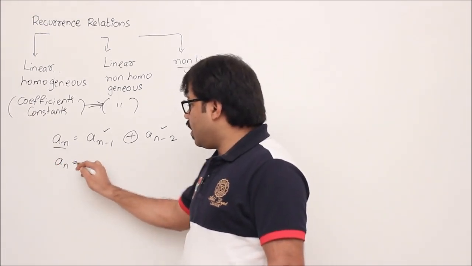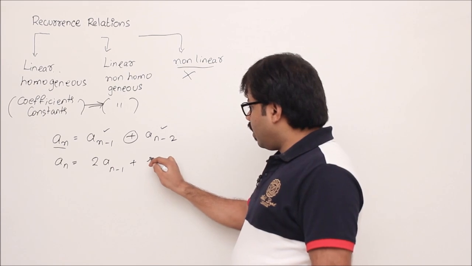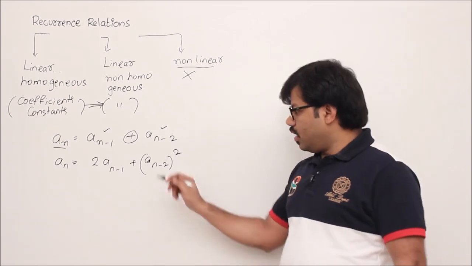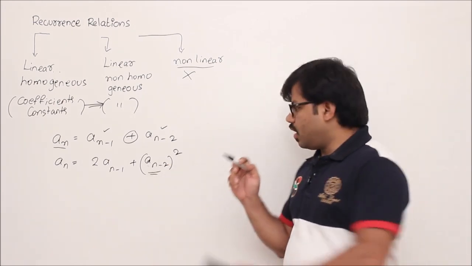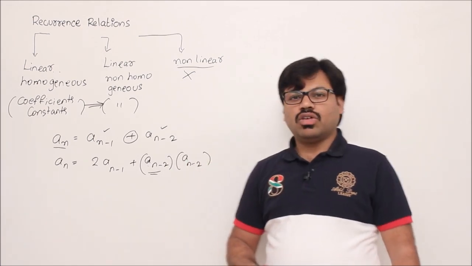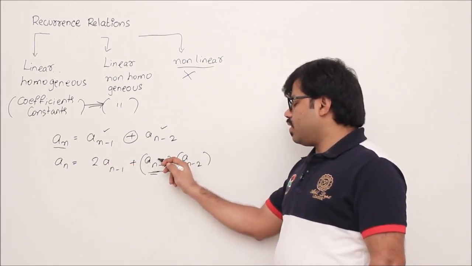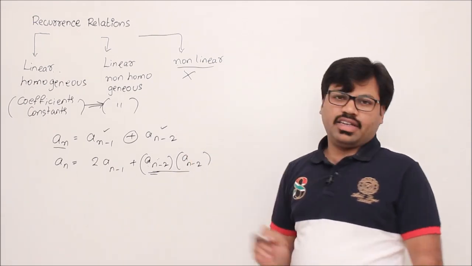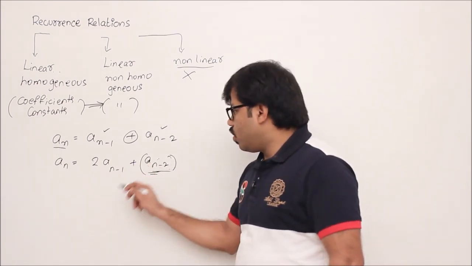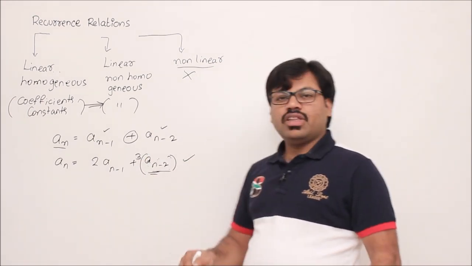Sir, what is a non-linear recurrence relation? This one, you see, an equal to something like 2 into an minus 1 plus an minus 2 whole square. This is not a linear recurrence relation. Here you have an minus 2 whole square, which is nothing but an minus 2 into an minus 2. So it is not a sum of previous terms; it is previous term power 2. Correct? So that is not linear. If you have only one an minus 2, then we say it is linear. Example, an equal to 2an minus 1 plus 3an minus 2 is one example of a linear recurrence relation.